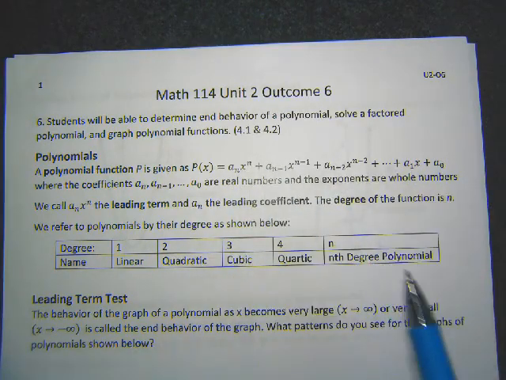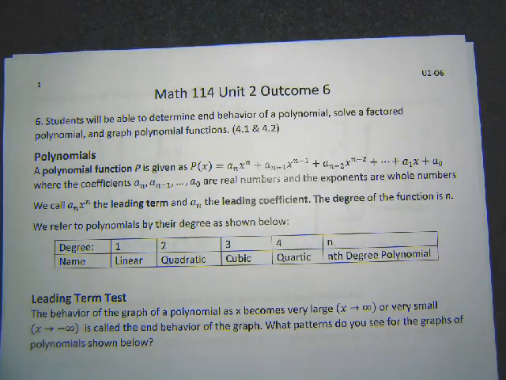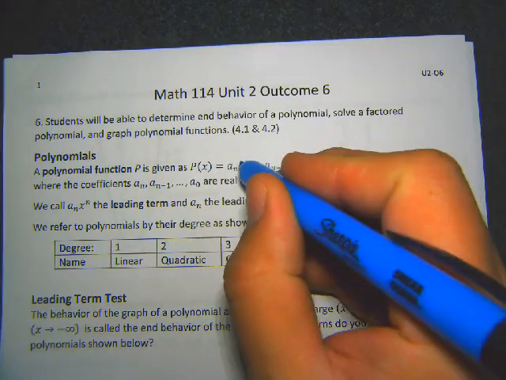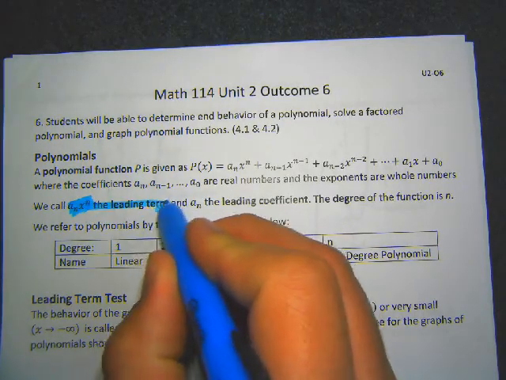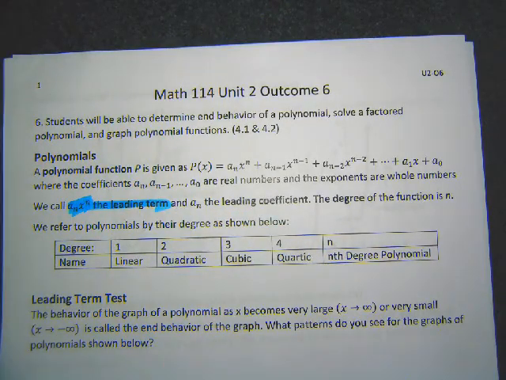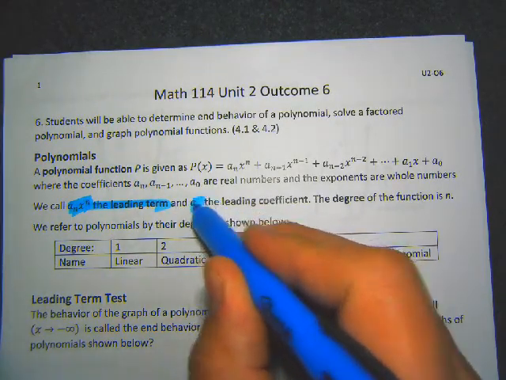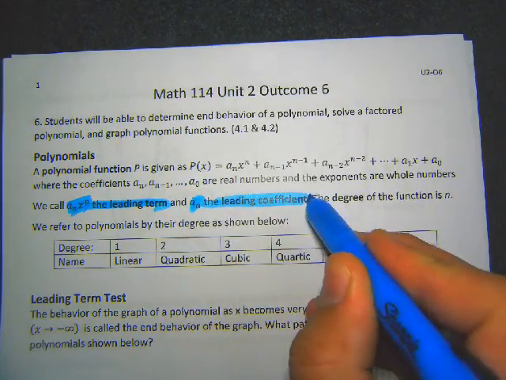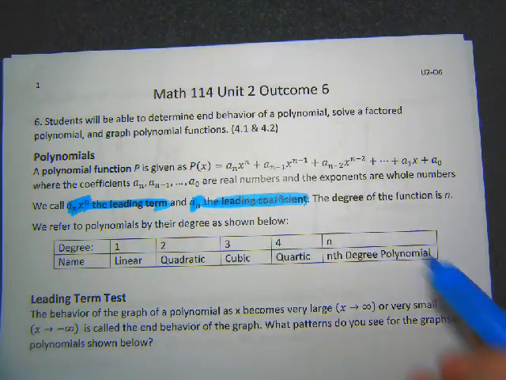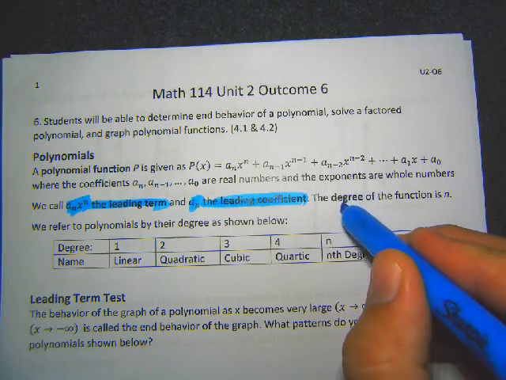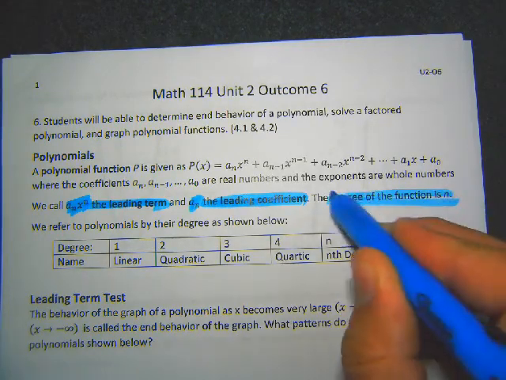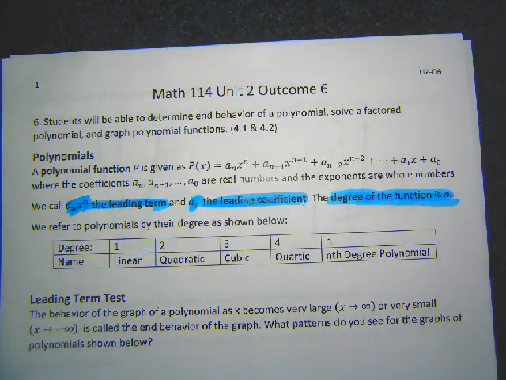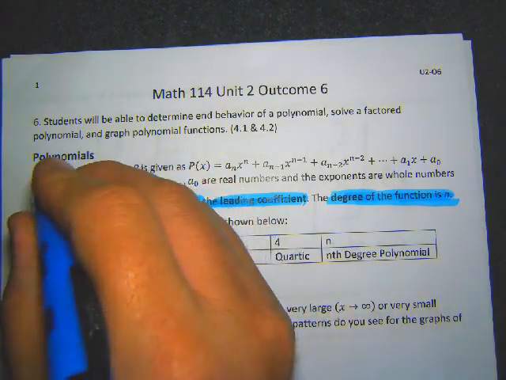These are the polynomials. We call the very first term right here, this a sub n, x to the n, the leading term. So it's just the one with the highest power. So a sub n is going to be the leading coefficient. Remember, the coefficients are the numbers in front of your x. And the degree, remember, is the power. So the degree of this function is n. So the degree is the highest power of the polynomial. So that's what a polynomial is.